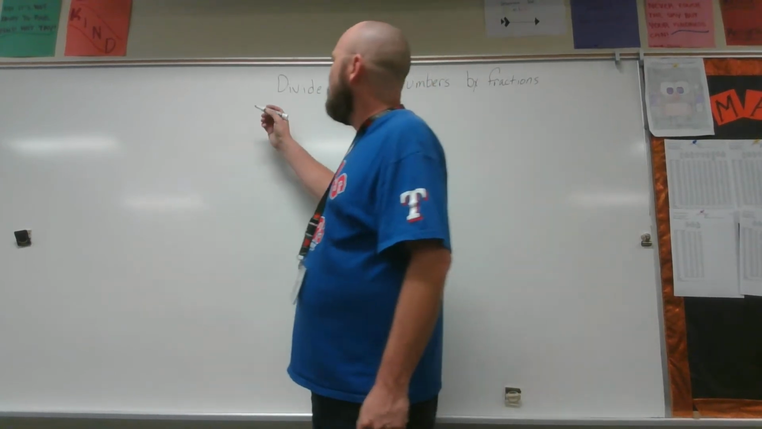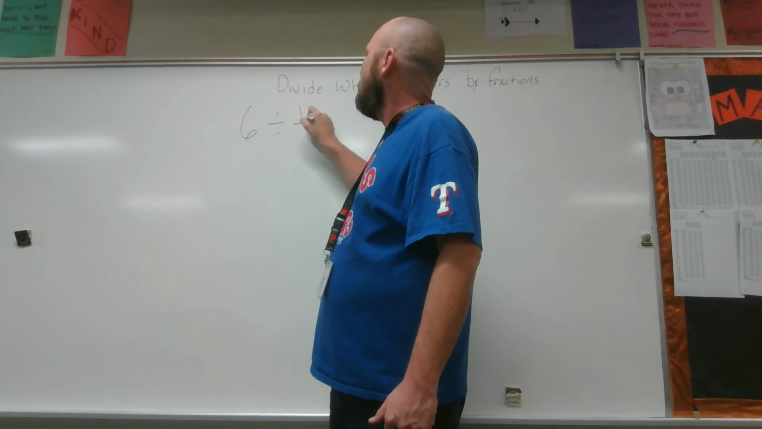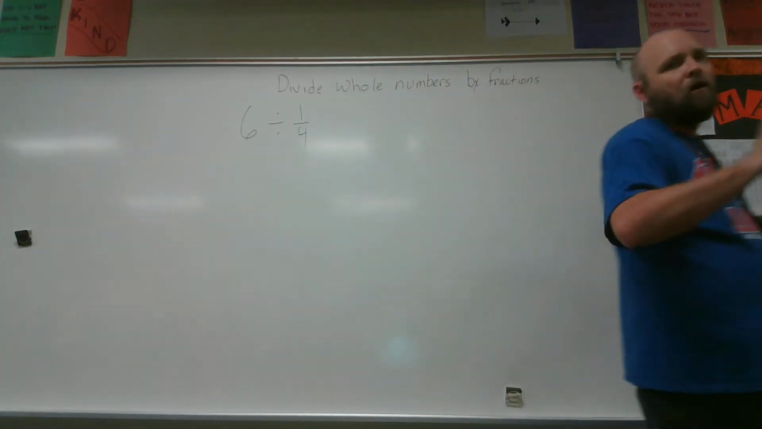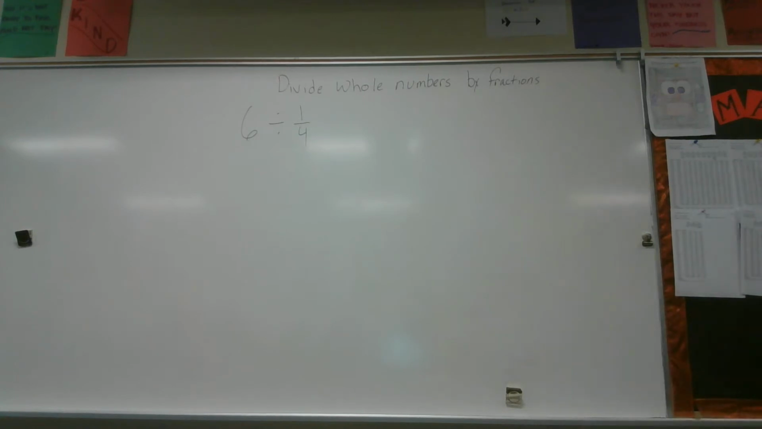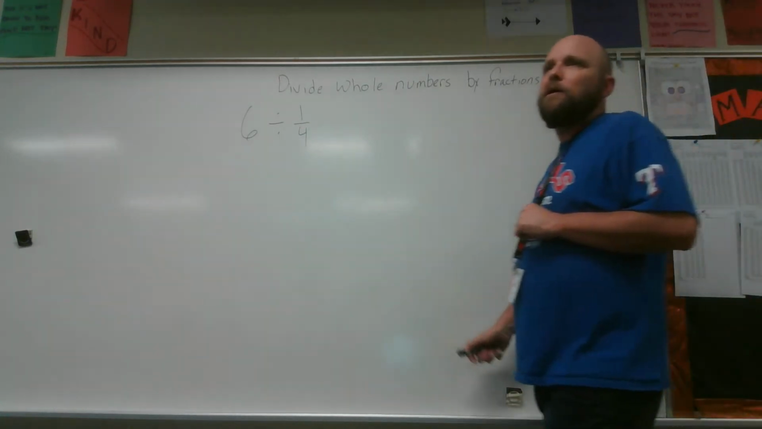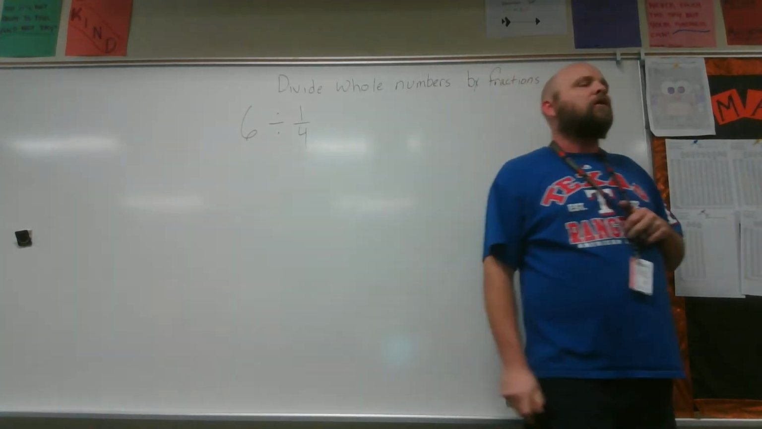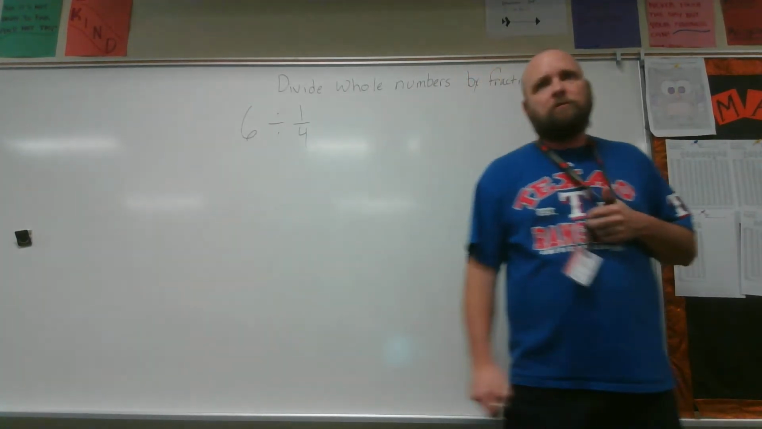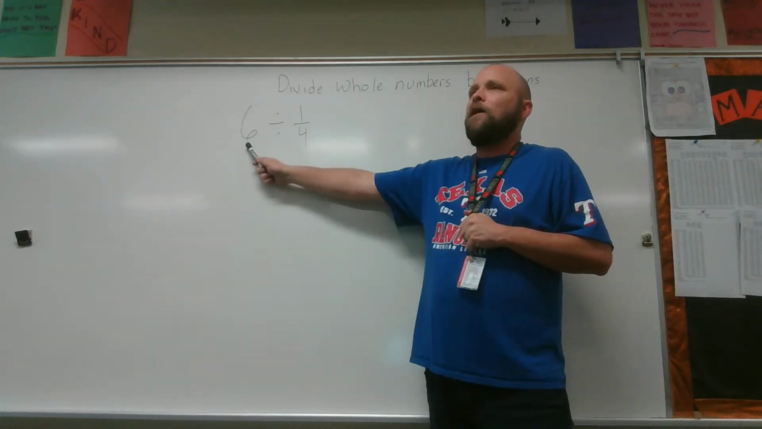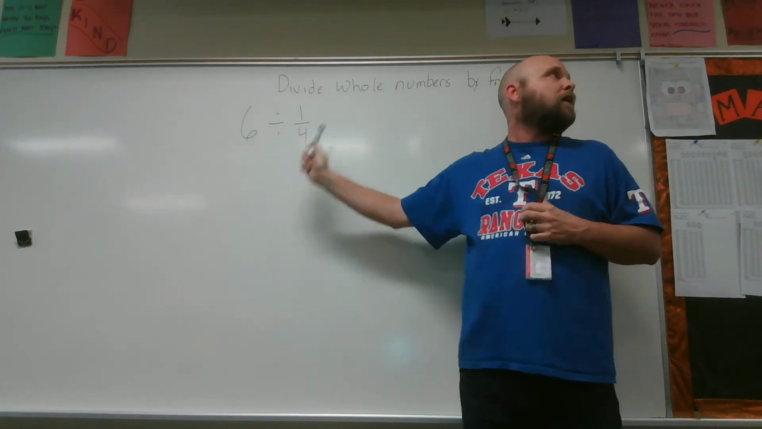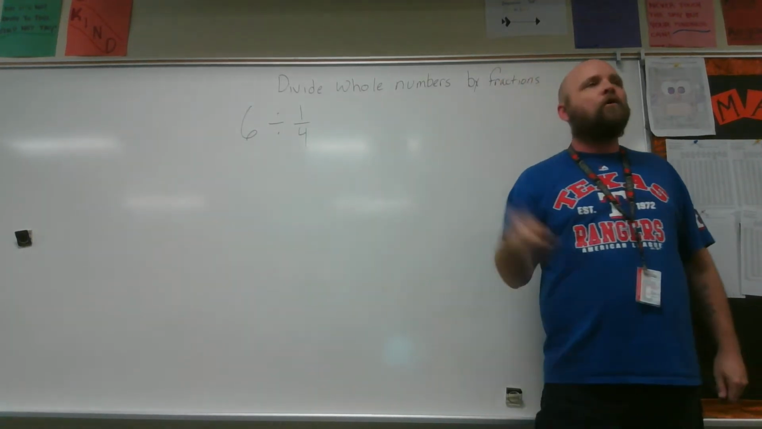This year, in fifth grade, you are required to understand how to multiply whole numbers by unit fractions. So, an example, we have a whole number, 6, divided by a unit fraction. A unit fraction is a fraction that has 1 as the numerator. Anytime you're dividing a whole number by a unit fraction, you are going to have a whole number as your answer. Let me repeat that. If you're dividing a whole number by a unit fraction, a fraction that has 1 in the numerator, you're going to have a whole number as your answer.